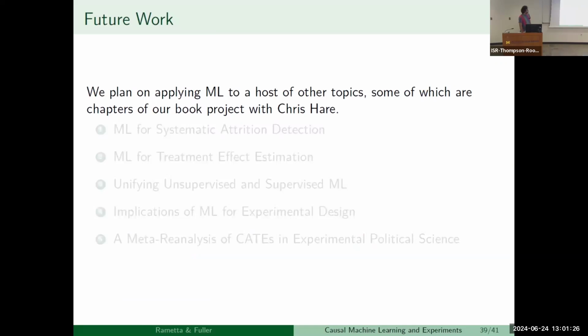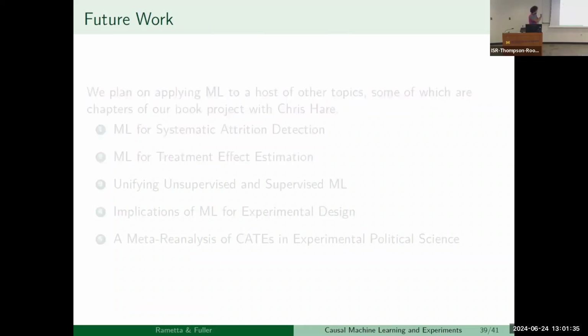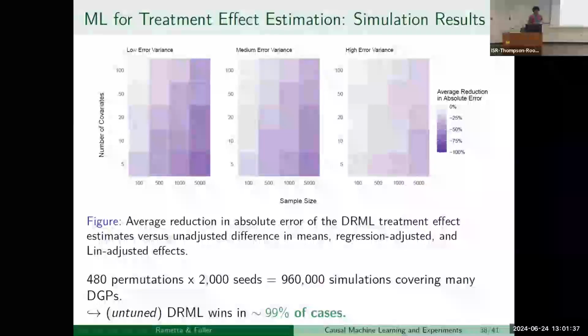So here's just a quick summary of future work that we're interested in. We want to apply this to systematic attrition detection. We want to basically show, similar to these results right here, that it's really good for just basic treatment effect estimation, right?